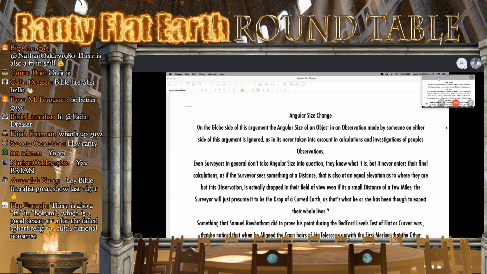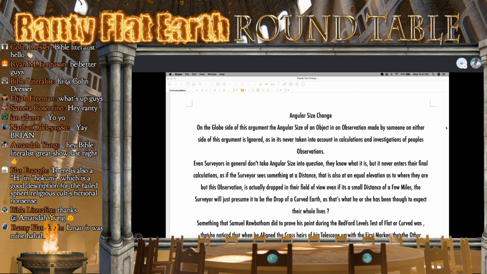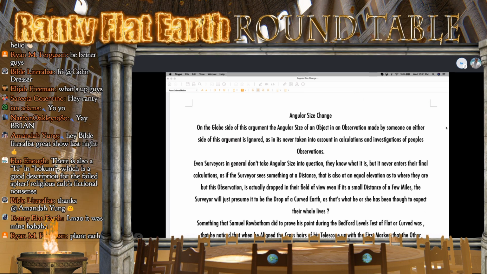Okay, angular size change. I'm going to have a bit of reading at the start of it, and then it's going to be visual from then on in. I'll try and chop it down as much as possible. On the globe side of this argument, the angular size change of an object in an observation made by someone on either side of this argument is ignored, as in it's never taken into account in calculations and investigations of people's observations. Even surveyors in general don't take angular size change into question.